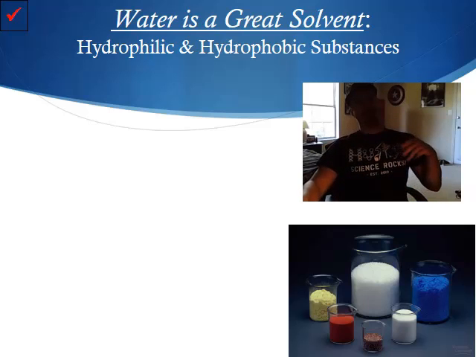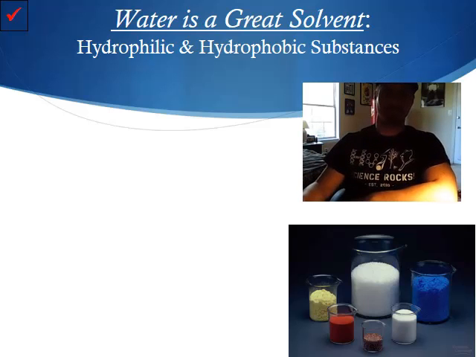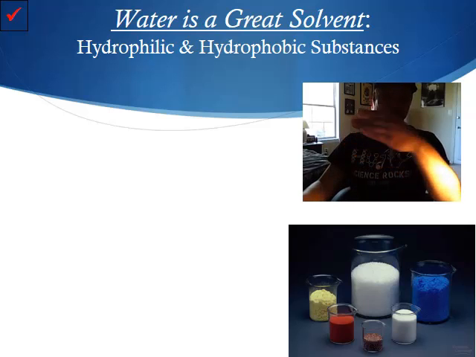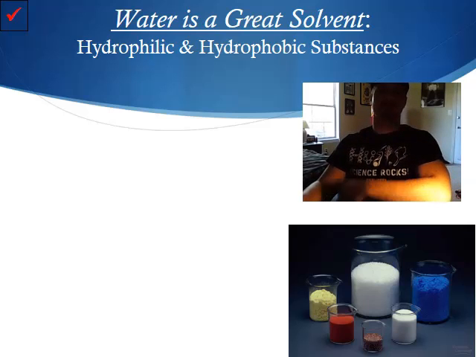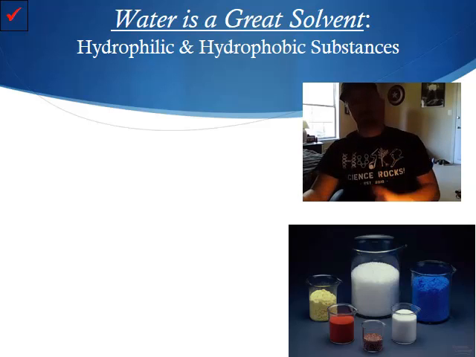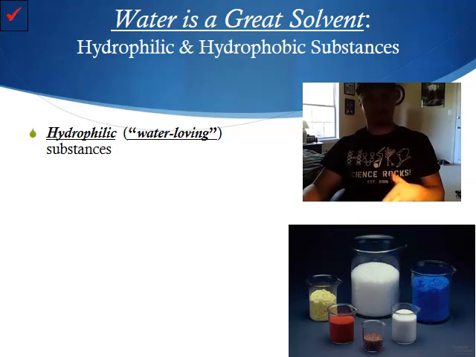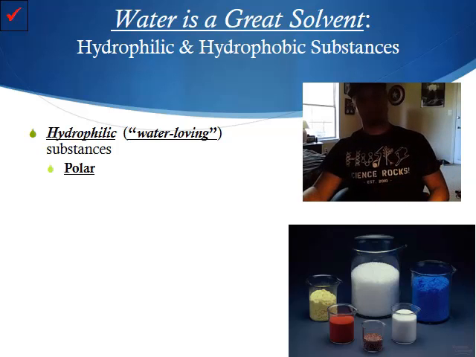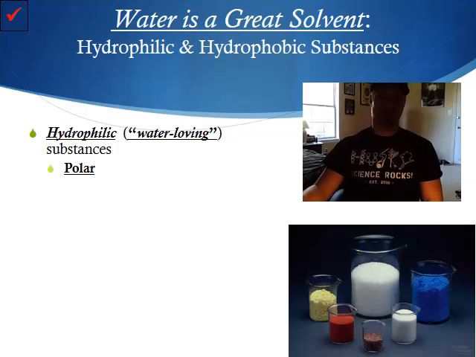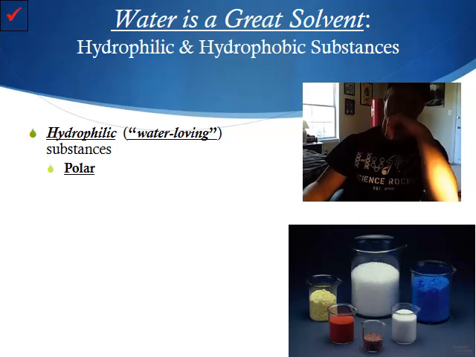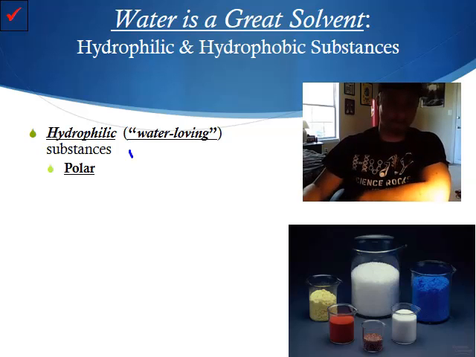Now, water is a great solvent. It's a great solvent because it dissolves mostly everything if you give it the time. So in this section, we're going to be talking about hydrophilic and hydrophobic substances. So hydrophilic means water loving. Hydro, water, philic, loving. And these substances are polar. Now, what does polar mean? That's right. Polar means we have a difference in the charge. So think water. We have a negative and two positives.